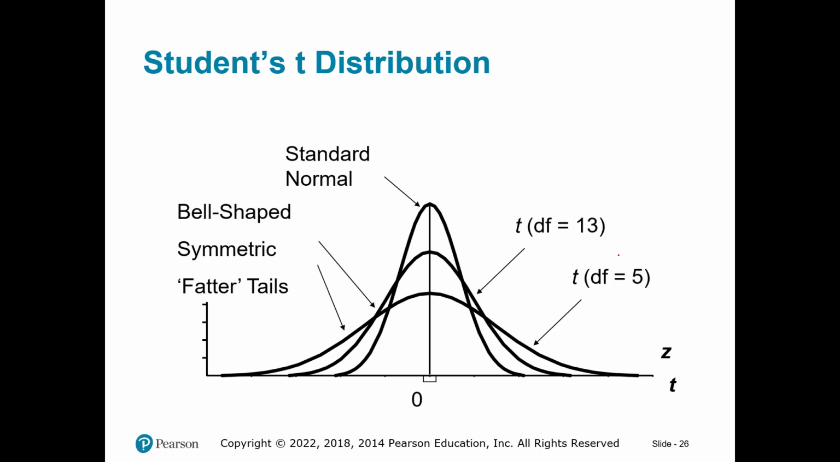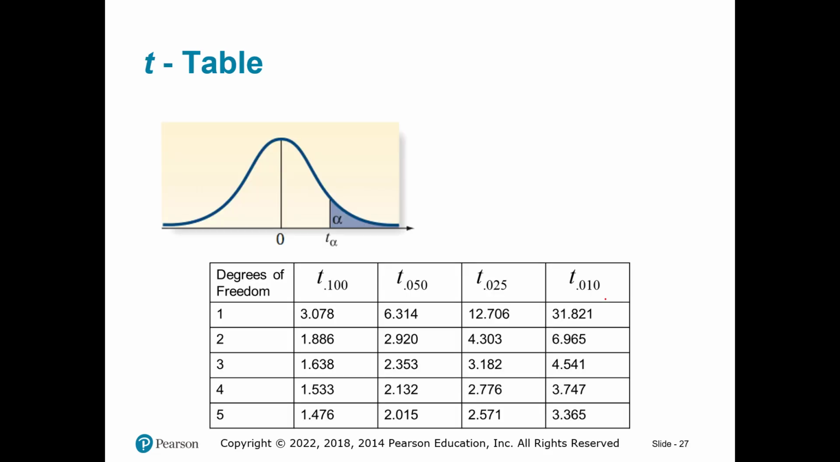And you just have a look at the three curves. This is the standard normal, this one is the t distribution with 13 degrees of freedom, and this one is with 5 degrees of freedom. We'll be solving some problems based on the z and t statistics, and at that time we'll be discussing more about this.